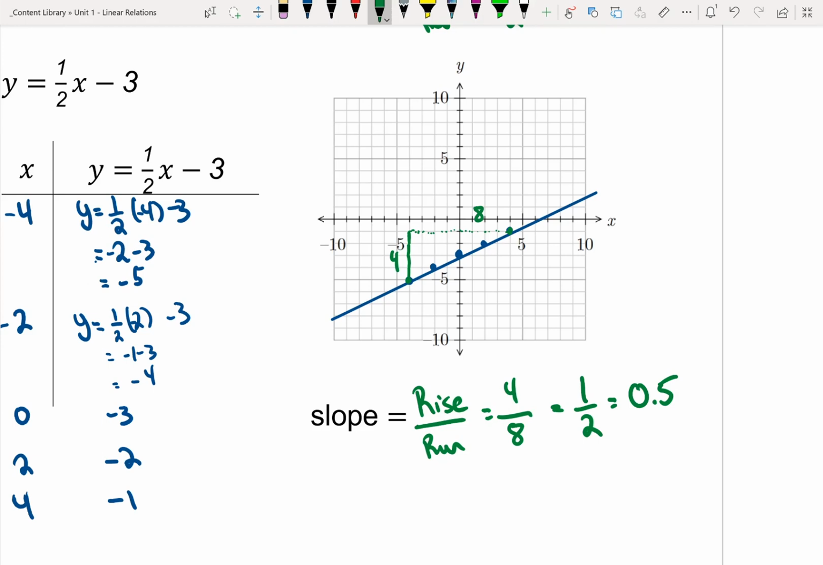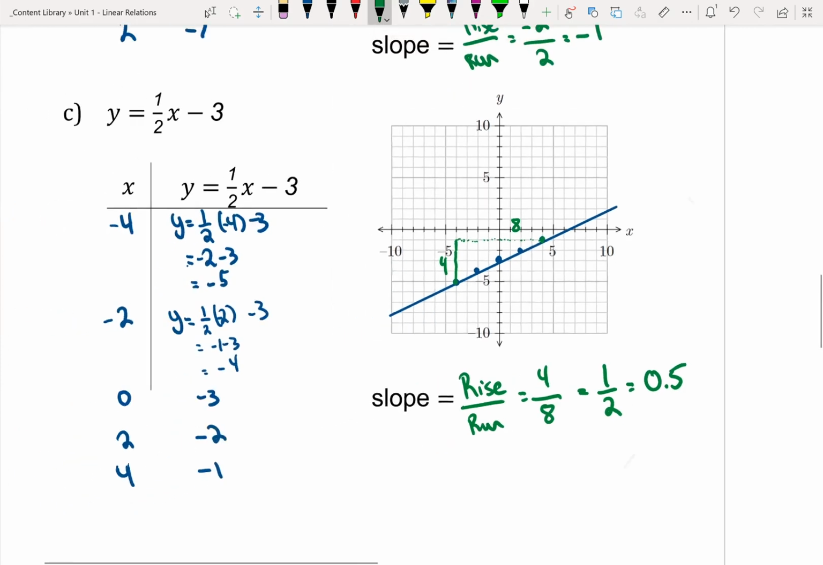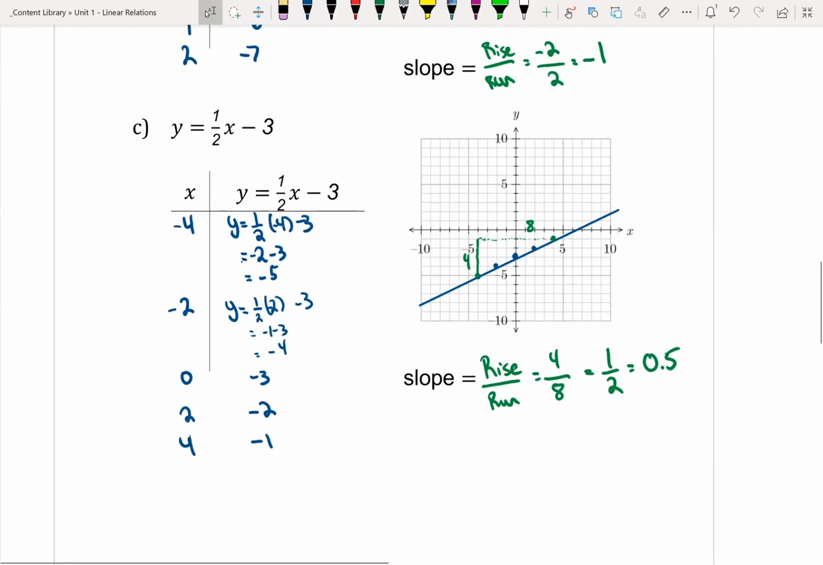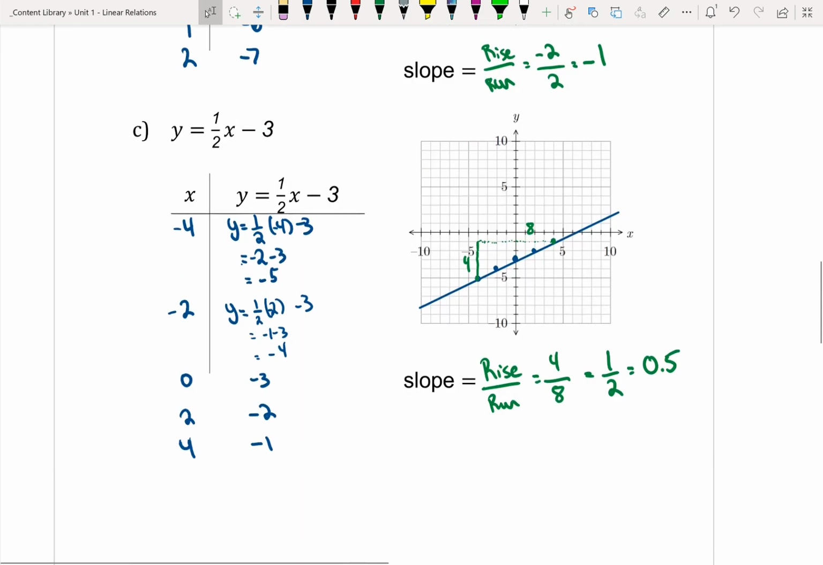If the scales on the y-axis or the x-axis were different, then I'd have to be careful with counting the squares. And we'll see an example in later notes of what I mean by that. But again, the key thing from this is just being able to determine the slope using rise over run.